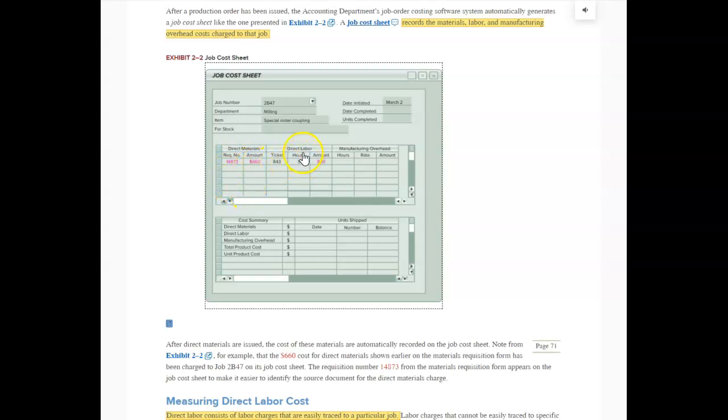When you incur direct labor, you keep up with the time ticket, the number of hours that person worked on this job, and the cost for this labor that we charged to this job. We'll also accumulate the manufacturing overhead over here. We'll see that in a few minutes. And we'll see this completed in just a few minutes as well.